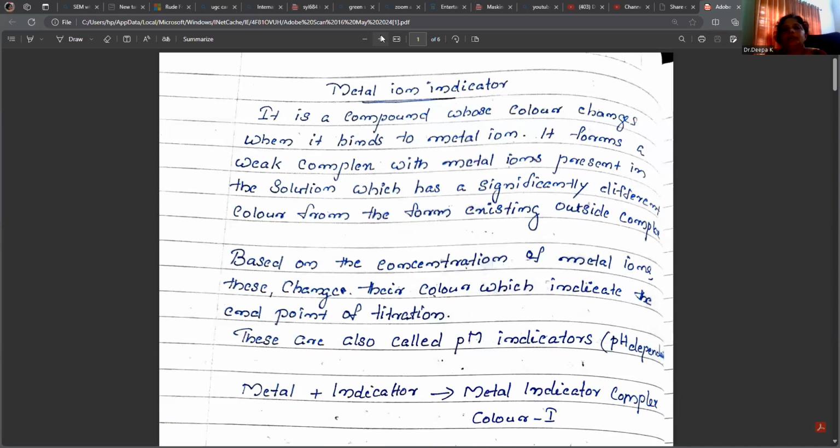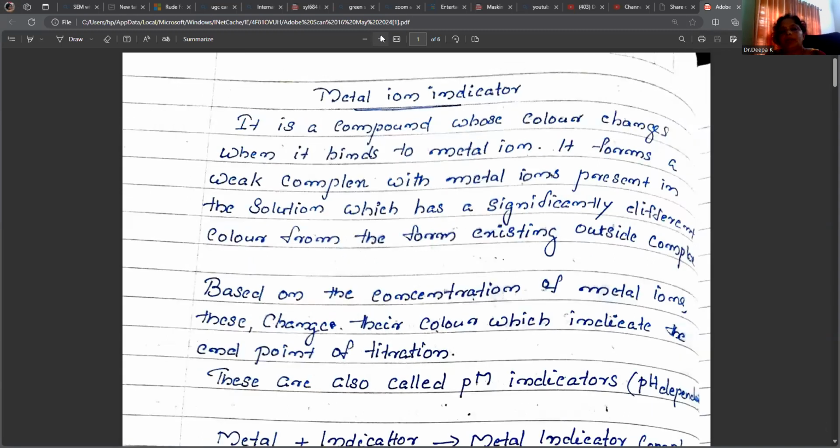Hello. Today's topic is metal ion indicators in complex titrations. A metal ion indicator, as its name indicates, is a substance, a compound, whose color changes when it binds to a metal ion. And these metal ion indicators will form only a weak complex.